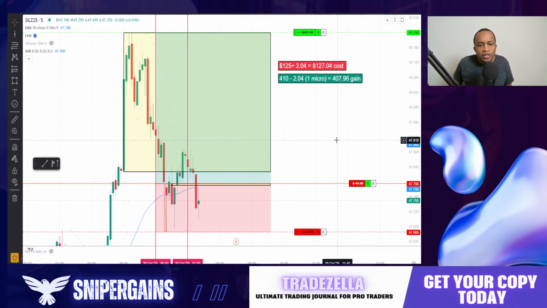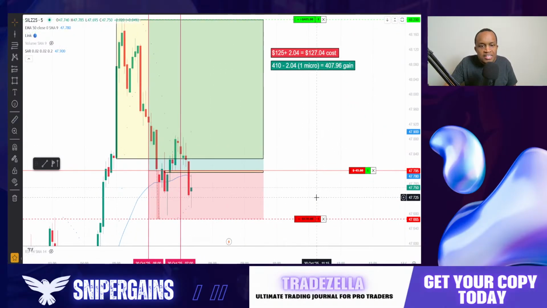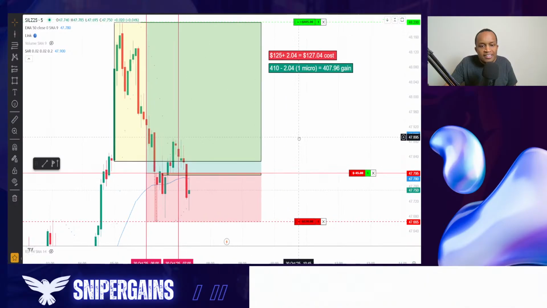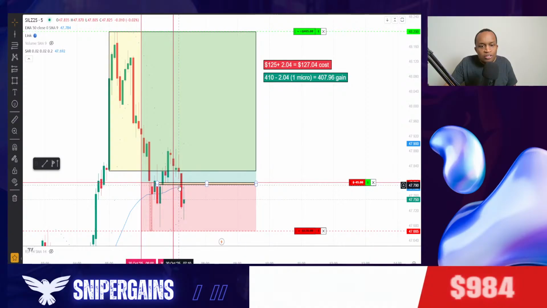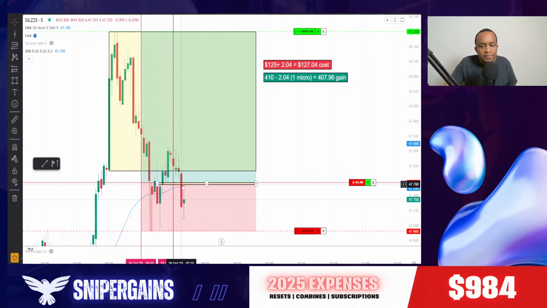Okay, so if we're taking a look at the chart, you'll see it went into a very deep drawdown. So this is the part of the trading that kind of sucks, is that with this fair value gap, it's almost going to act as a rubber band, right?